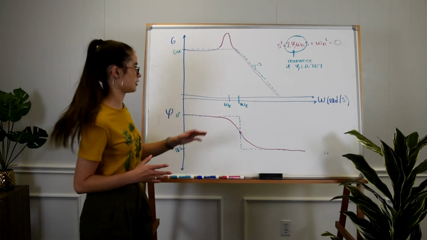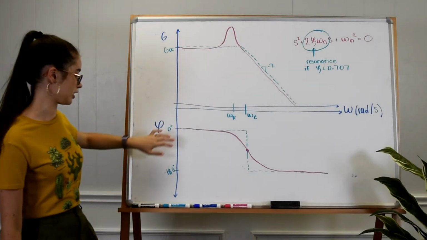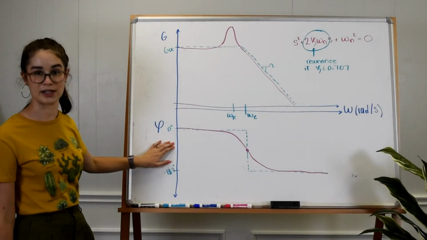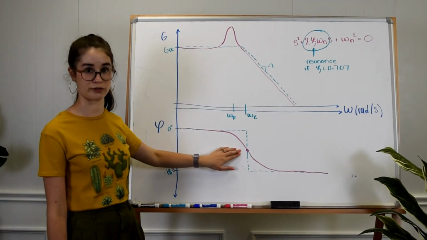So now you'll see that our slope drops by -2 instead of by -1. And similarly, our phase shift doesn't drop by 90 and then to 180, it just goes straight from 0 to 180 at our singular corner frequency.